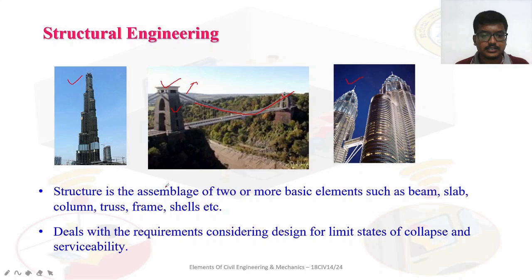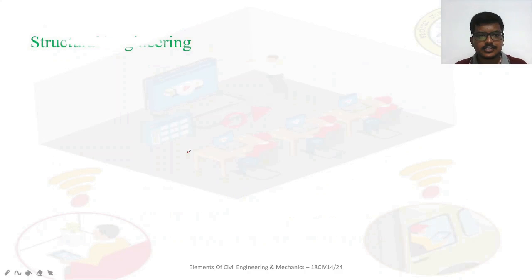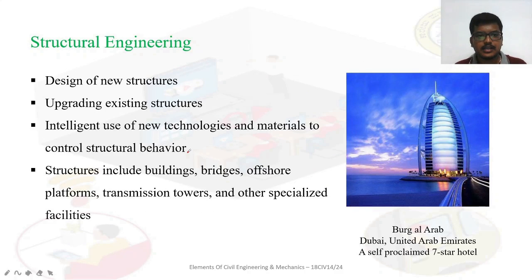So it deals with the requirement, considering design for limit state of collapse and serviceability. For structural engineering we have a code. Following that code will lead us to the safe values so that our structure is safe. So structural engineering allows us to design new structures. We can upgrade existing structures. Intelligent use of new technologies and materials to control structural behavior can be studied under structural engineering.